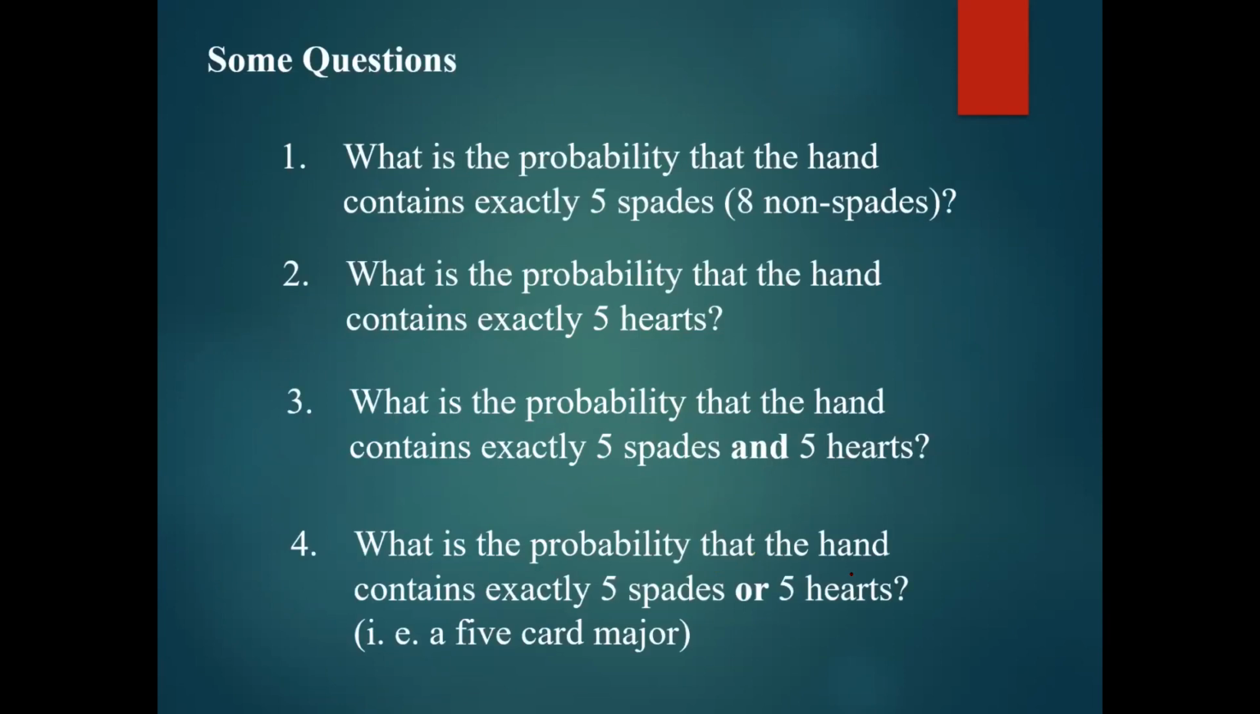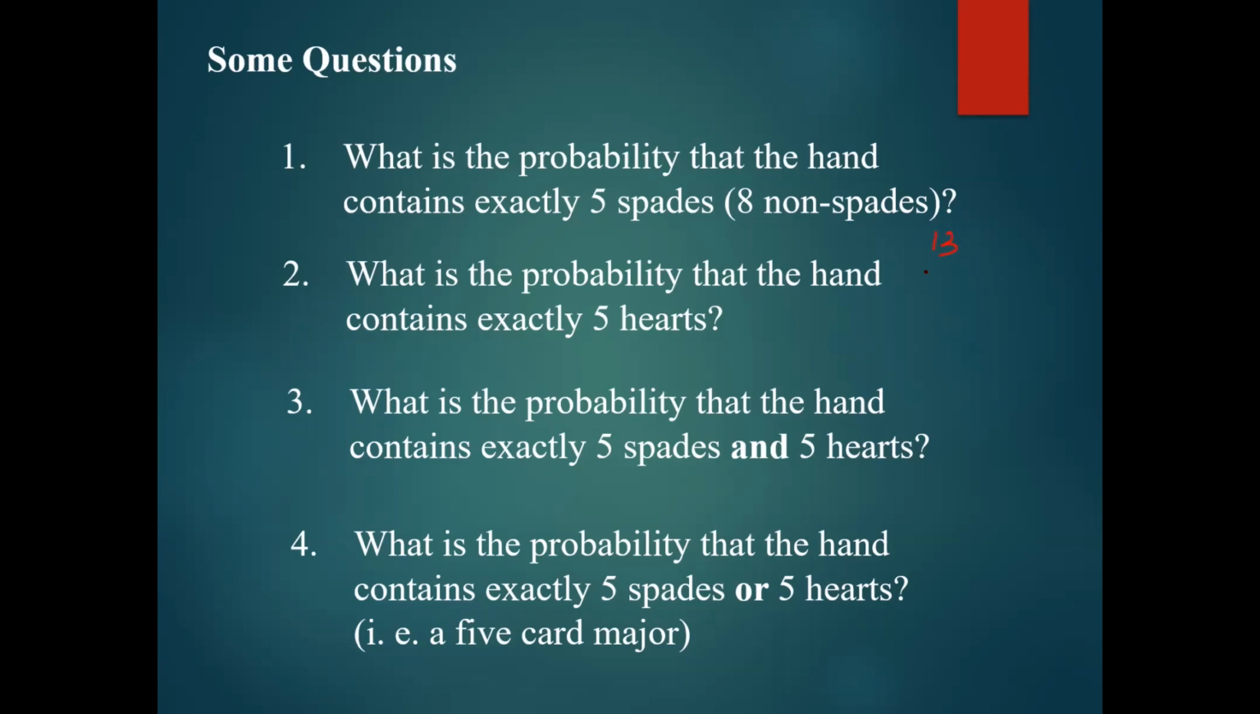What is the probability that the hand contains exactly 5 spades? What's the probability that the hand contains exactly 5 hearts? The probability that the hand contains exactly 5 spades and 5 hearts. And what is the probability that the hand contains exactly 5 spades or 5 hearts? So how do we compute the probability that there are exactly 5 spades? Remember that there are 13 cards, so we need to count.